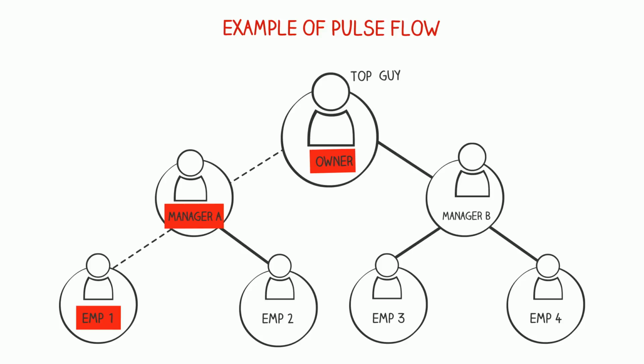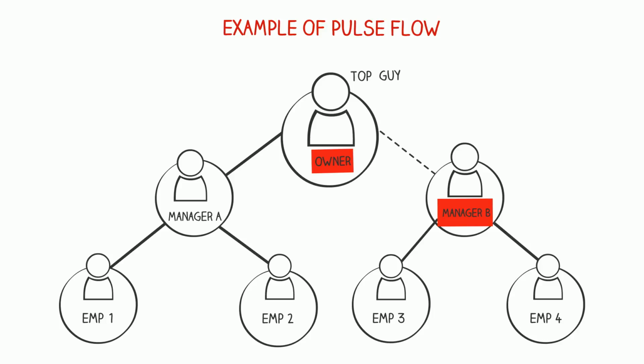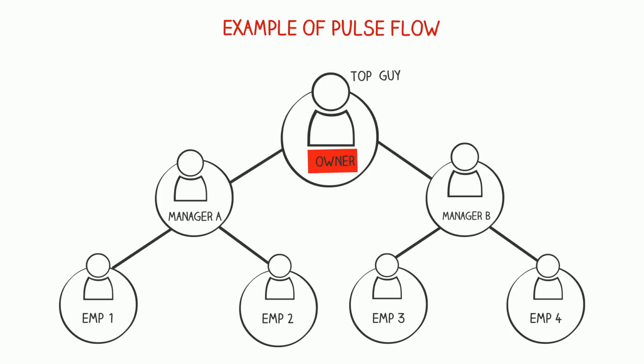Managers or the owner can acknowledge the pulses sent by the employees. If Employee 3 sends a pulse, it will be seen by Manager B and the owner. No one else can see it. If Manager B sends a pulse, only the owner can see it but not Manager A or any other employees. If the owner sends a pulse, no one sees it as he does not report to anyone.